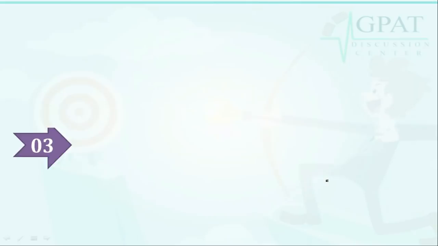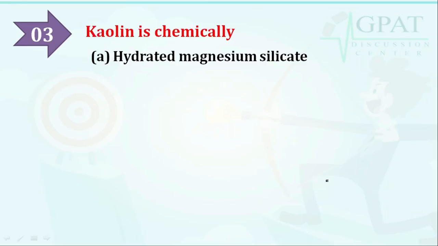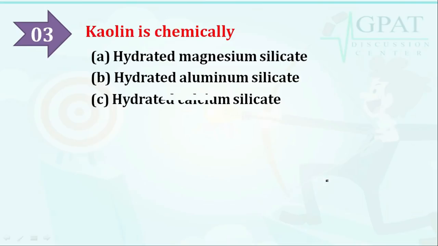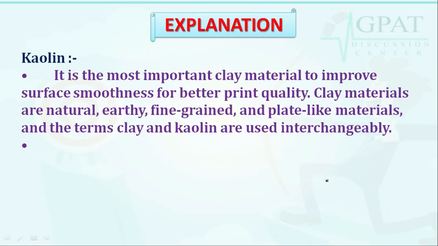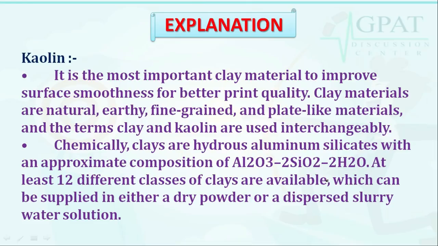Moving on to the next question: kaolin is chemically, options are, option A is hydrated magnesium silicate, option B is hydrated aluminium silicate, option C is hydrated calcium silicate, option D is hydrated magnesium silicate sulfate. So kaolin is chemically hydrated aluminium silicate. So kaolin, actually it is the most important clay material to improve surface smoothness for better print quality.